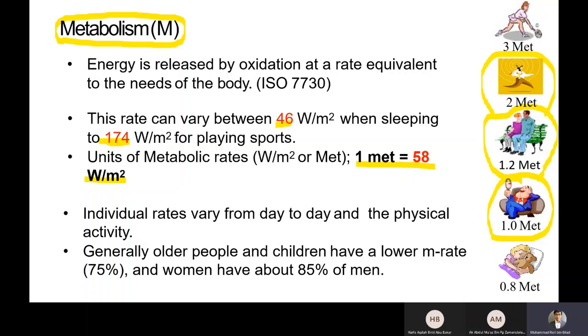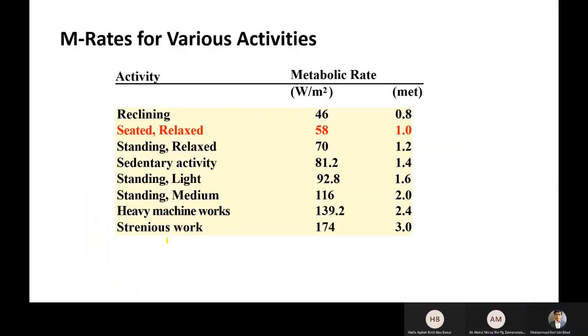It also differs from one person to another. Women tend to have less metabolism than men. Women is about 85% of men. And if you have children, it's also less because they are smaller. It's quite similar to what I explained last week. So this is the reference table of the metabolic rate. You don't need to memorize or remember it. It's more or less.